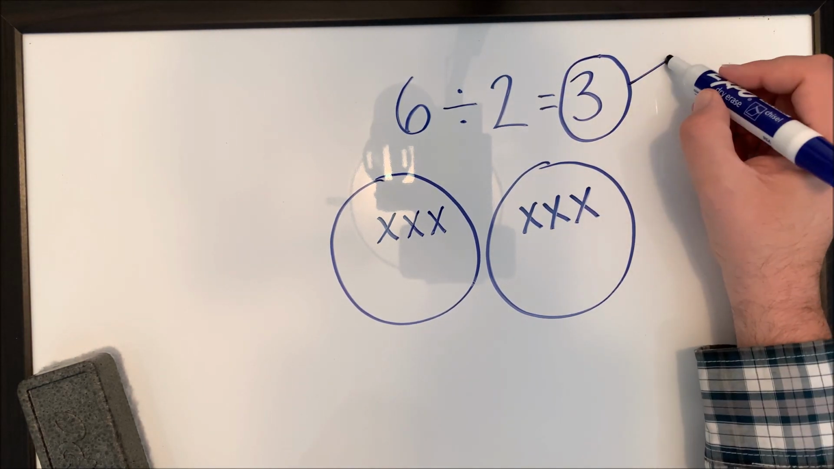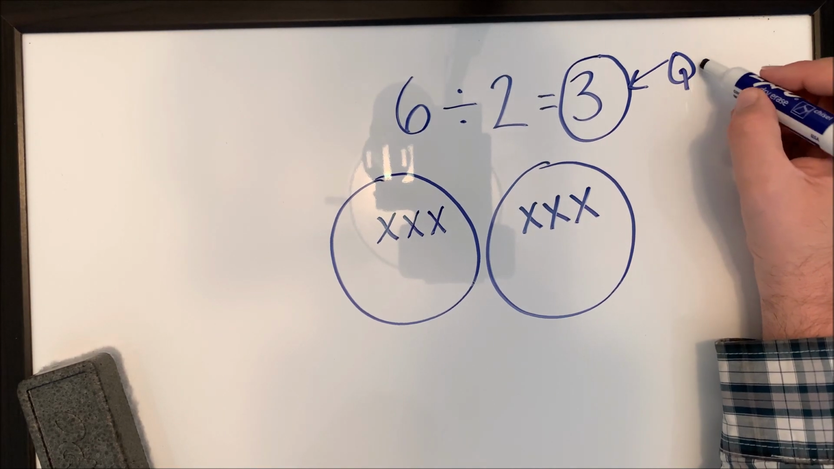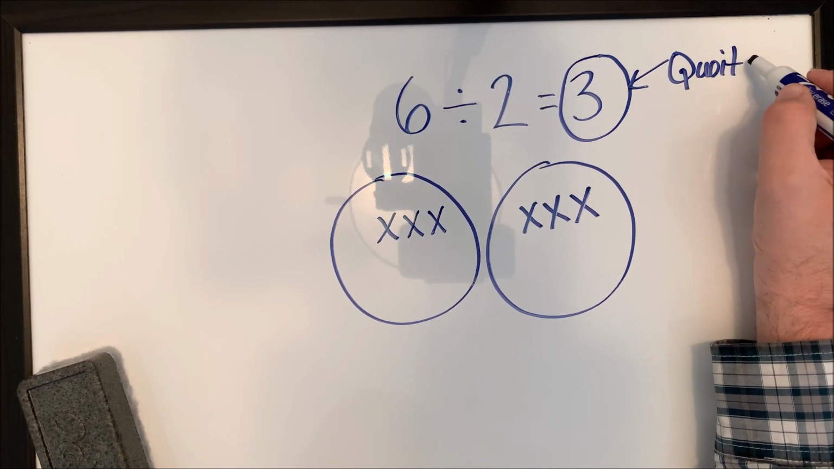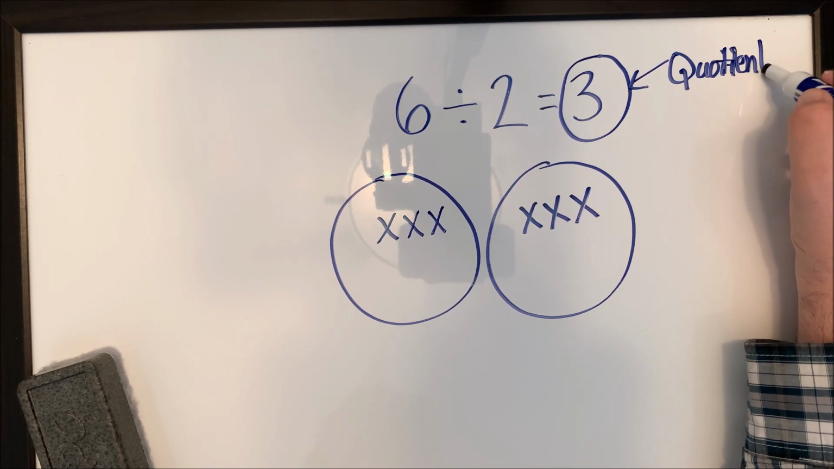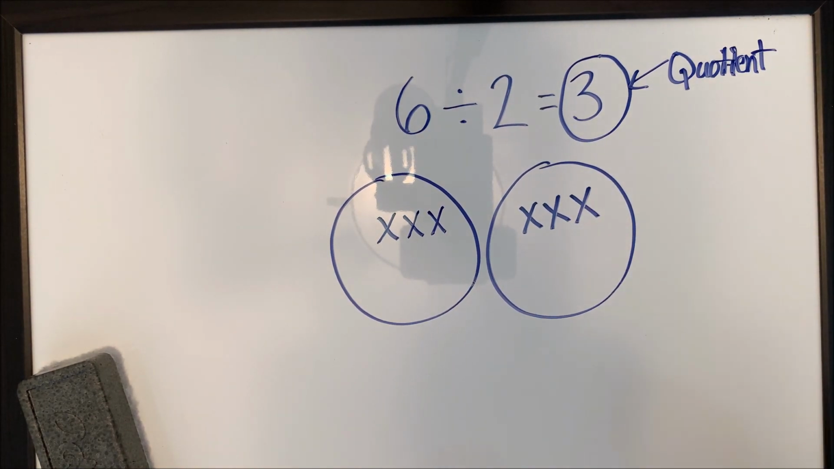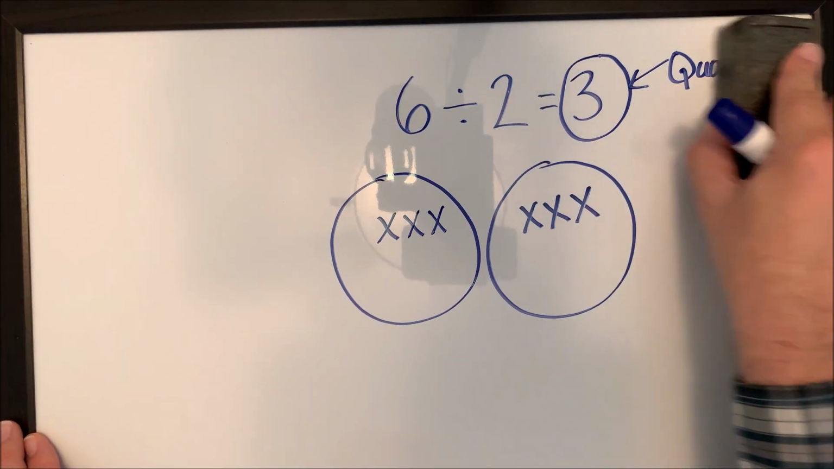This is called the quotient. Quotient. I spelled it wrong, sorry. Quotient. That's a dot on the i. So this is called the quotient, not the product. Okay, let's do another one.